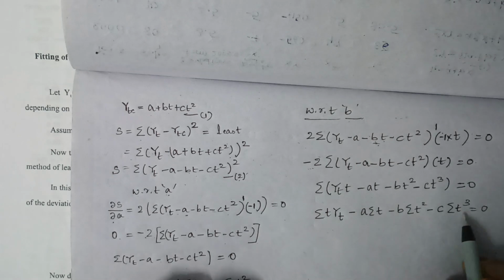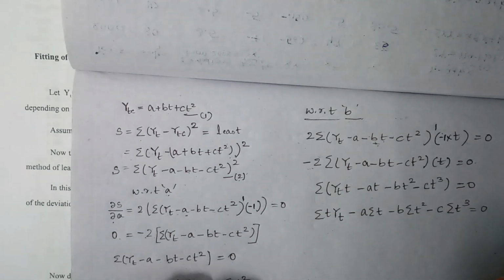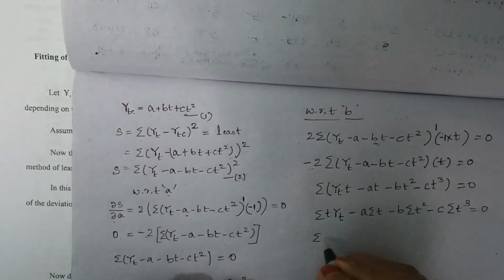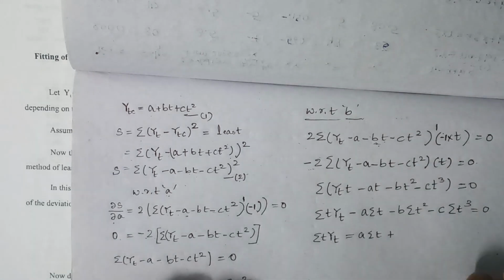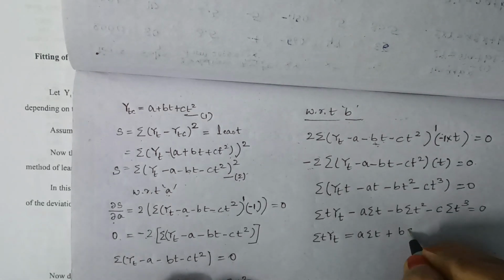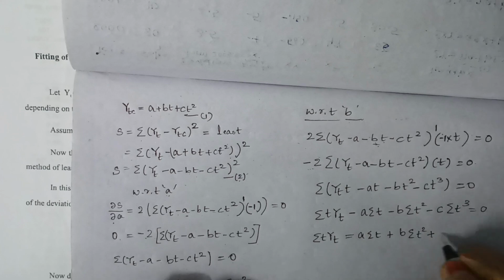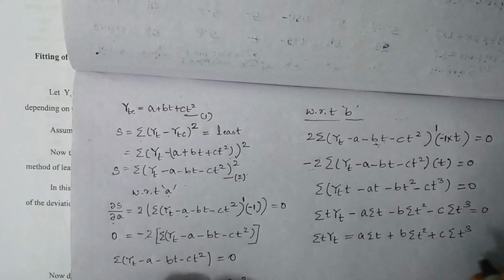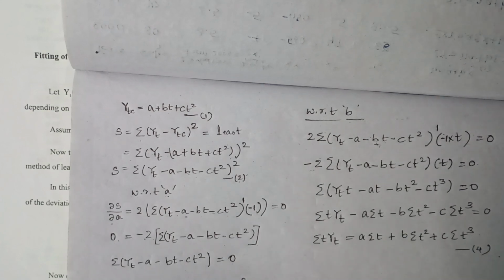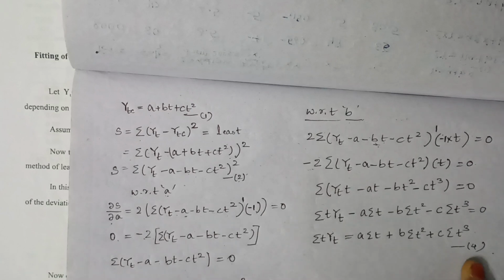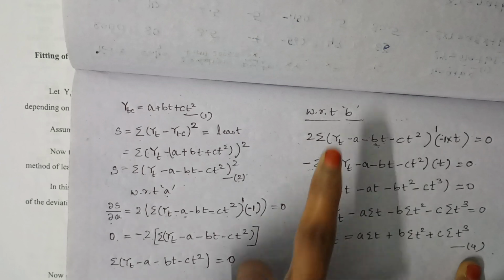If we send all these minus terms to the other side, they become plus. So summation t into yt is equal to a summation t plus b summation t square plus c summation t cube. This is equation 4. Now we have completed partially differentiating with respect to b.